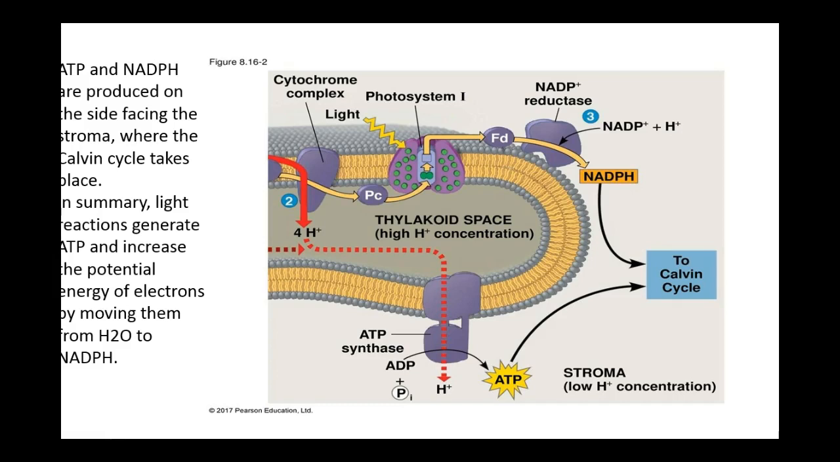So in summary, the light reactions generate ATP and increase the potential energy of electrons by moving them from water to NADPH. And again, I apologize for this slide.